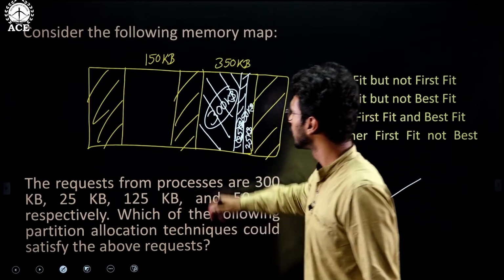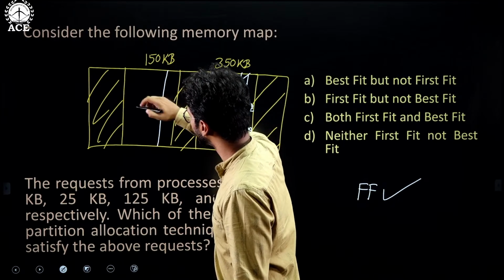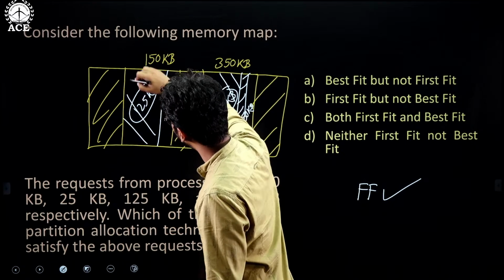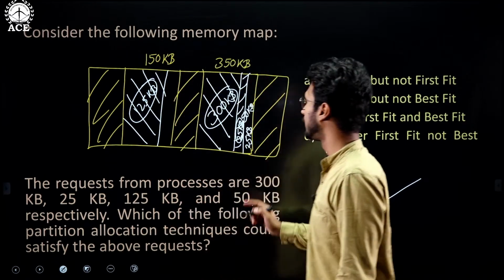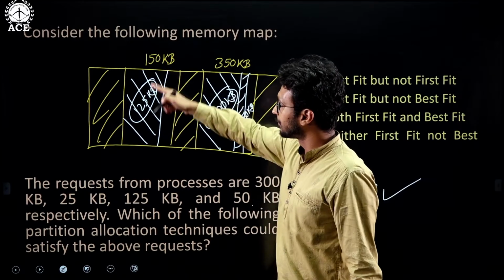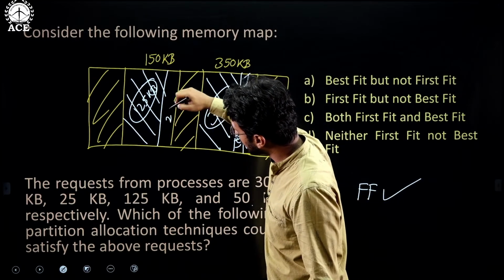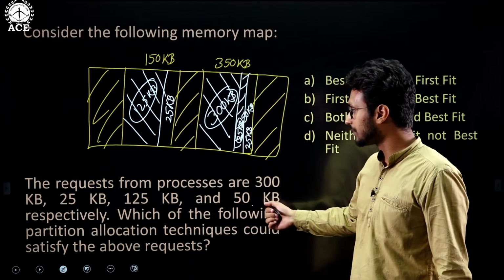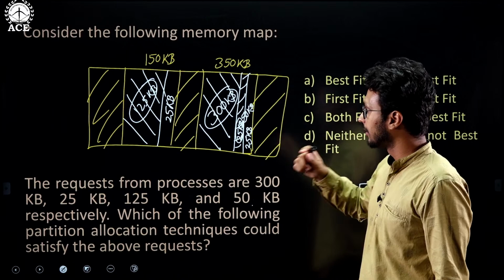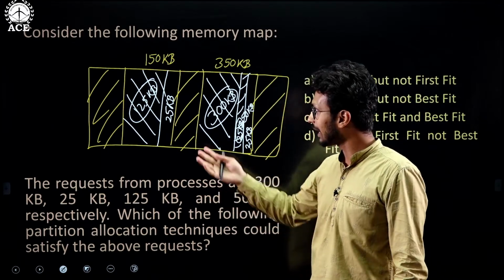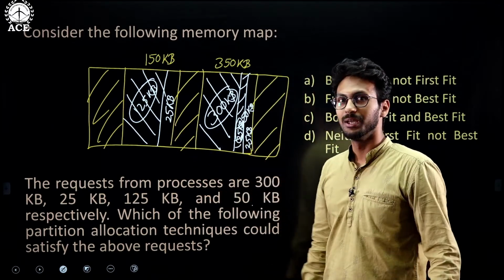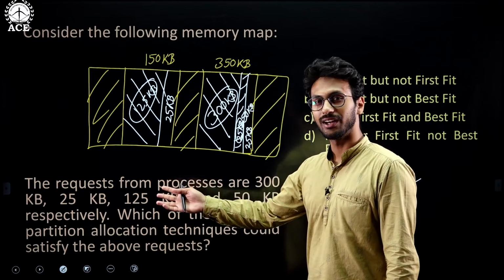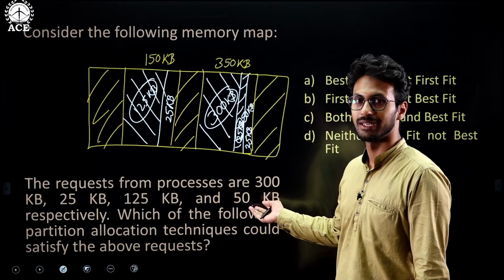Next one, 125 KB. We'll place it here. Nowhere else can we place 125 KB. Done. 125 KB done. And then 50 KB. See, from 50, 125 gone. How much is left? 25 KB. Now, our process of size 50 KB, we have to accommodate it. Do we have 50 KB in memory? Oh, we have 25 KB and 25 KB. But is it available contiguously? No, it is not available contiguously. That is why we cannot accommodate the process of size 50 KB into our memory.